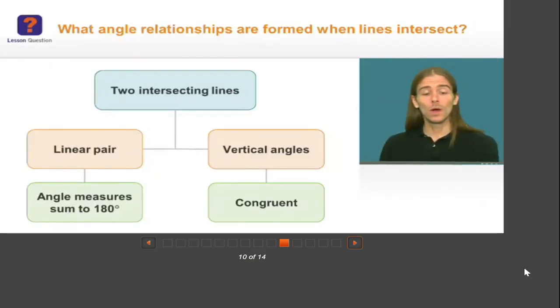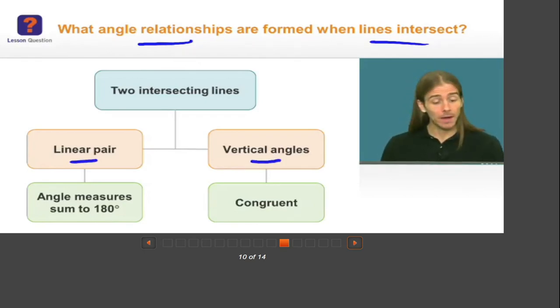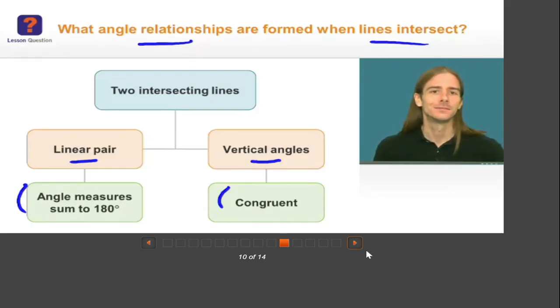We've been asking what angle relationships are formed when lines intersect. And we've learned about linear pairs and vertical angles. We've seen that linear pairs have angle measures that sum to 180 degrees and that vertical angles are congruent. Next, let's see what types of problems we can solve with this information.